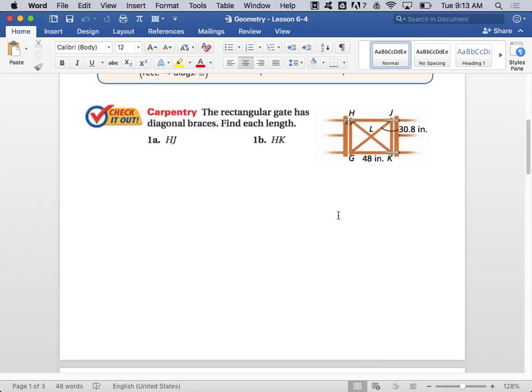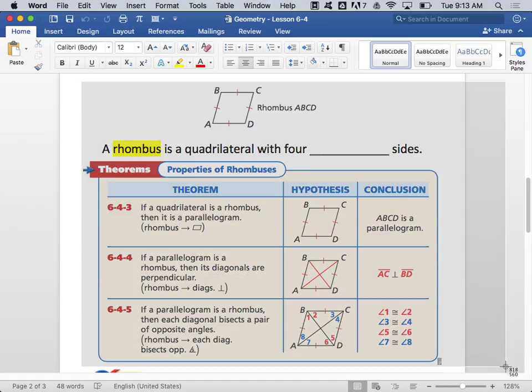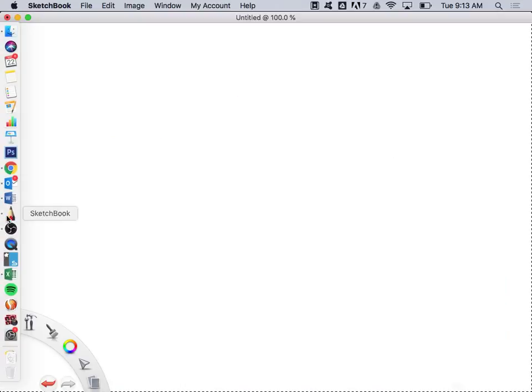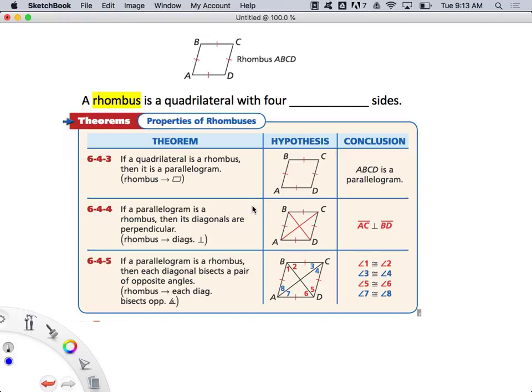Continuing on to the next page. A rhombus is a quadrilateral with four congruent sides. Good. So a rhombus has four congruent sides. Remember, if all the sides aren't the same, then you're on the wrong bus. Get it? Rhombus? Okay.